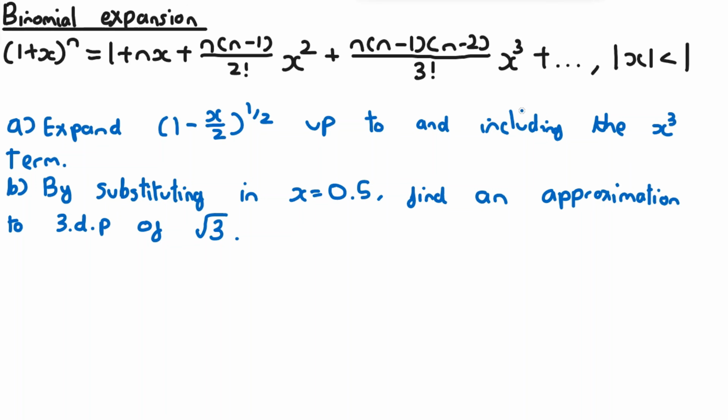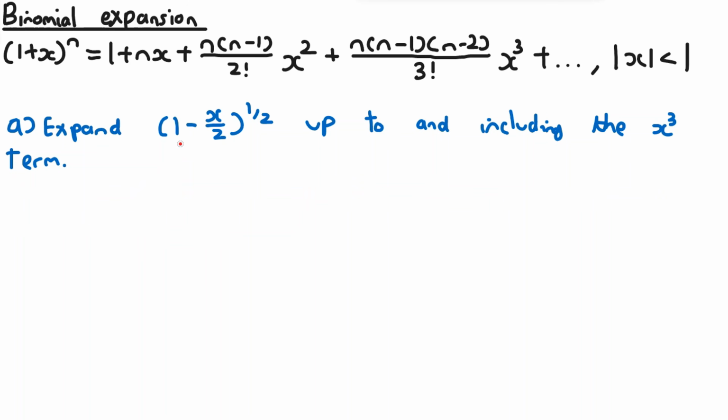So here's an example question. For part A, we need to expand (1 - x/2)^(1/2). Now, a lot of questions write it this way. I prefer to write it as (1 - (1/2)x)^(1/2), because that's clearer to see what the coefficient at the front is.